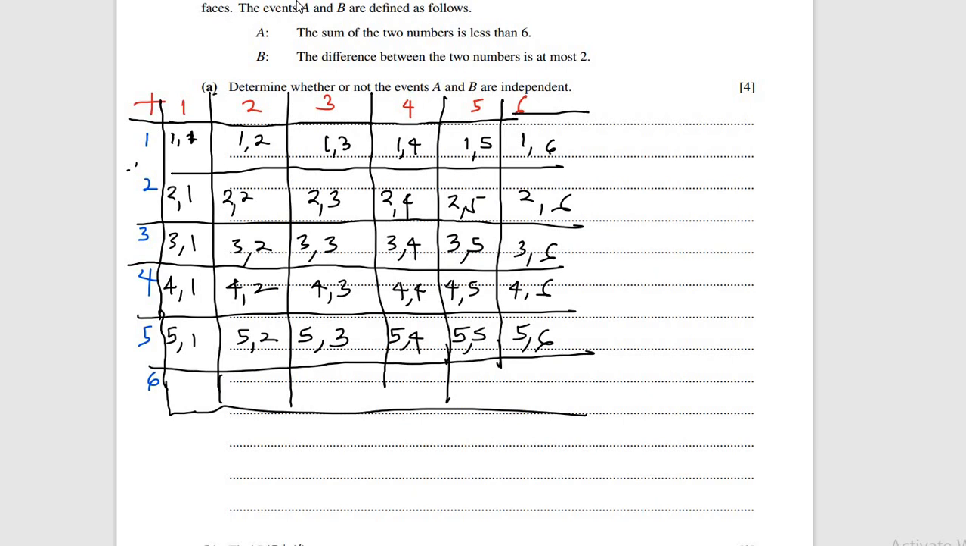And the last one, 6,1; 6,2; 6,3; 6,4; 6,5; and 6,6. That's the last one. The question: A, sum of two numbers that is less than 6. So let me look for the probability of A. A is the sum of two numbers less than 6.